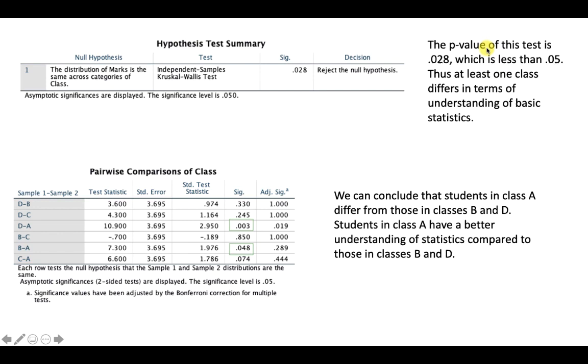Over here, the p-value is 0.028, less than 0.05. At least one class differs in terms of the basic understanding of statistics. Then let's take a look at the pairwise comparison of the class. This is the part where it is significant. We can conclude that students in class A differ from those in classes B and D. So how do we make this statement? Students in class A have better understanding of statistics compared to those in classes B and D.